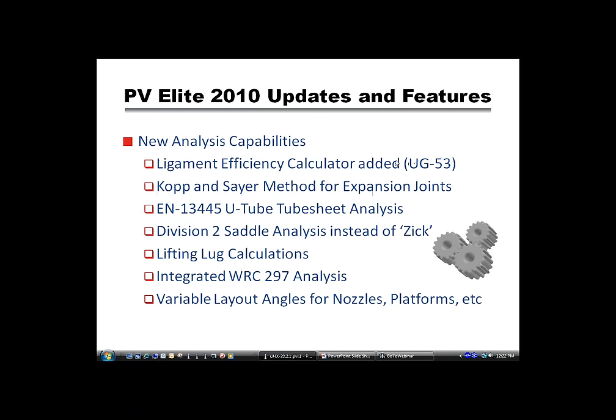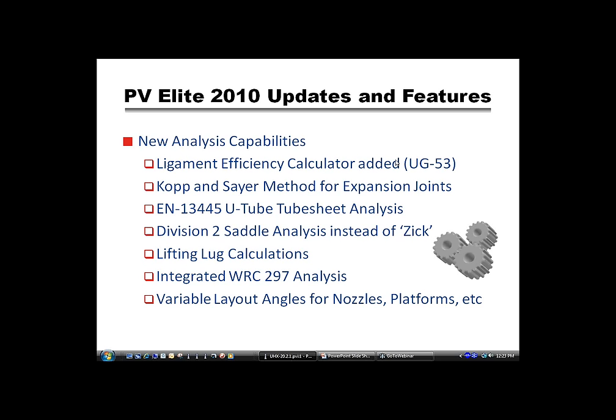Our next point right here is the Division II saddle analysis, instead of the Zick calculations. The Zick calculations have been around for a very long time, pioneered by Leonard Zick, and these calculations have proved extremely useful. Many other codes have taken these calculations and massaged them a bit and included them into their own codes, such as PD5500. You'll find a variant there, as well as in some of the other international codes.